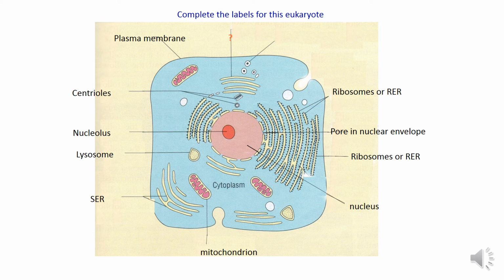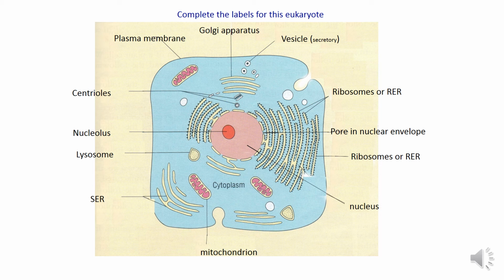Now you've got these flattened sacs here, probably a little bit larger in this diagram than they ought to be. So what we've got here are the Golgi apparatus, or the Golgi body. Now this last picture, these are membrane-bound sacs which are made by the Golgi apparatus, which might give you a bit of a clue what they are.